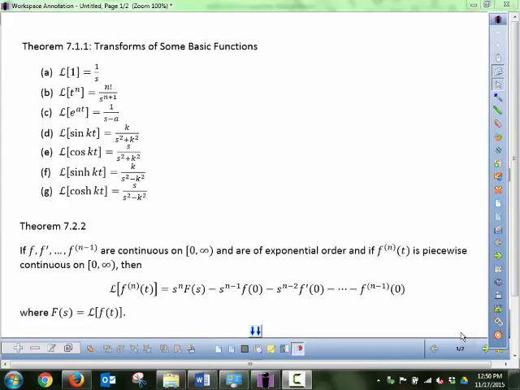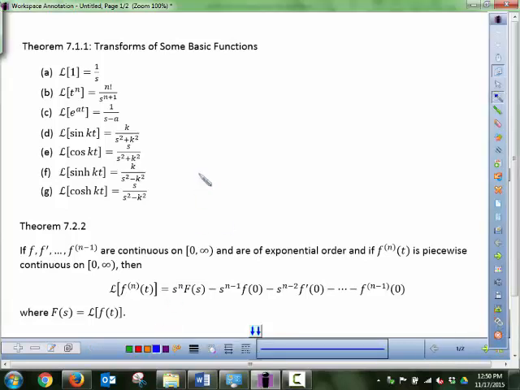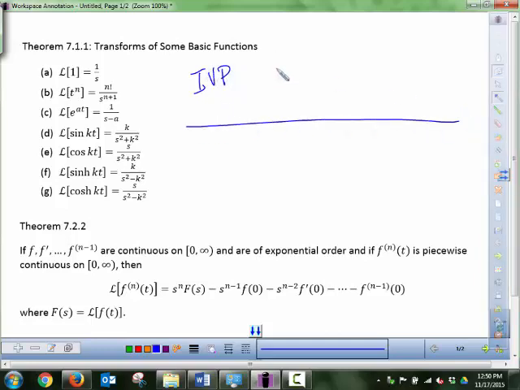All right, now that we've gotten these formulas and some of the theory behind Laplace transforms out of the way, now we go to the nitty-gritty part where we actually try to solve differential equations. Let me recreate the sketch here. This is your DE, your initial value problem, IVP, and you are in the T world.